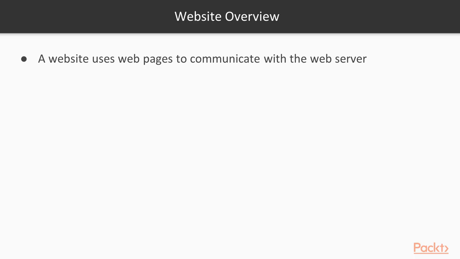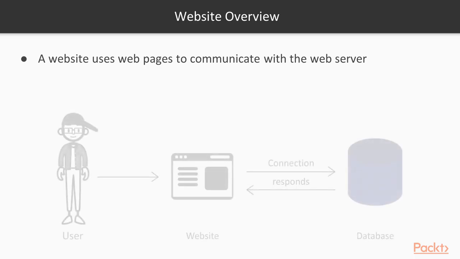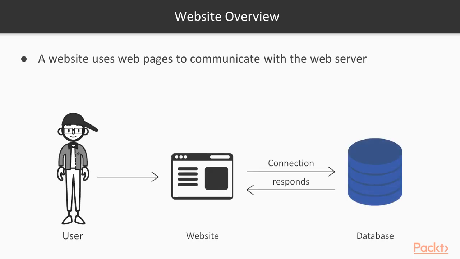So you can see here that a website uses web pages to communicate with a web server. This is correct. For example, this is a website and this is the database or server, right? So when a user tries to open a website in the browser, the website tries to connect with the web server, right? For example, if you try to open google.com, the browser tries to connect with the server of google.com, if available, right? Then the server responds and the website opens in your browser, right?